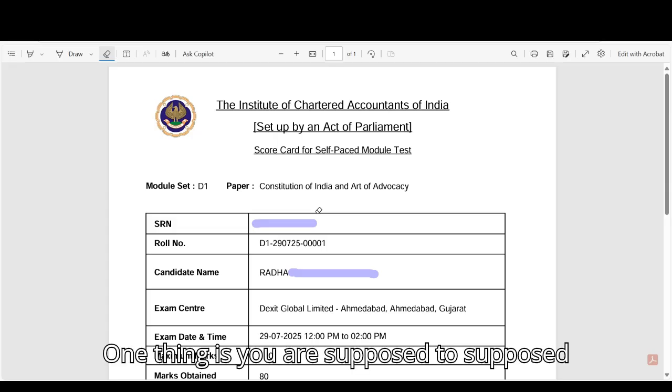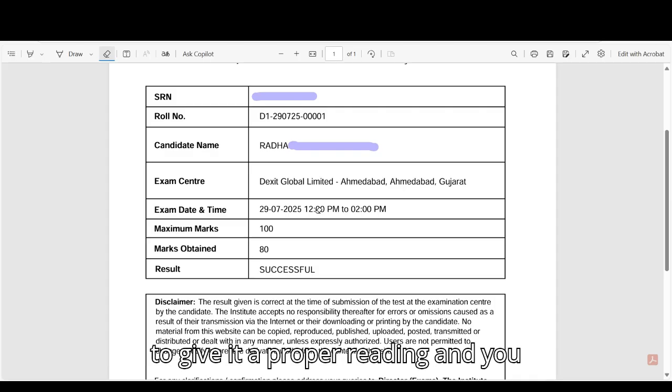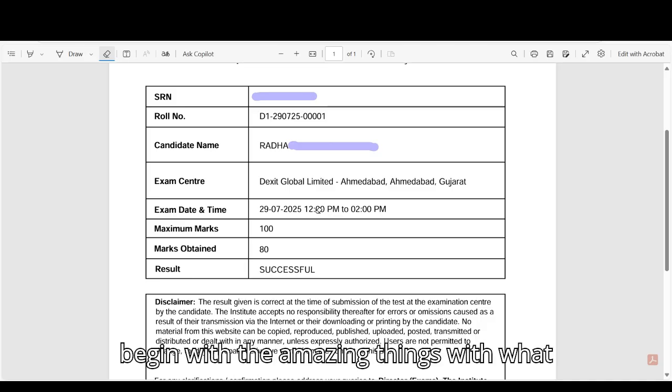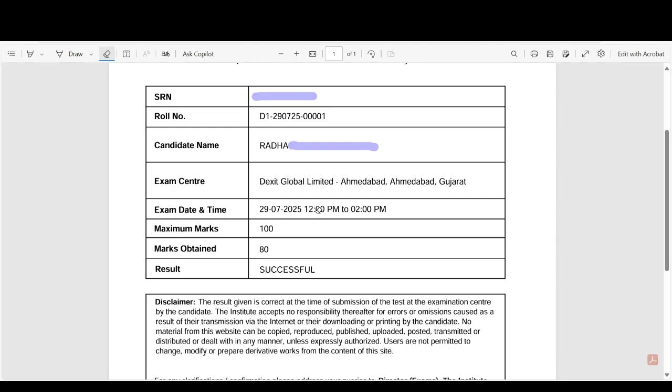But one thing is you are supposed to give it a proper reading, and you will enjoy it a lot. So now shall we begin with the amazing things, with what is the weightage and how you are supposed to proceed, what kind of examination questions and what resources have to be referred in it.